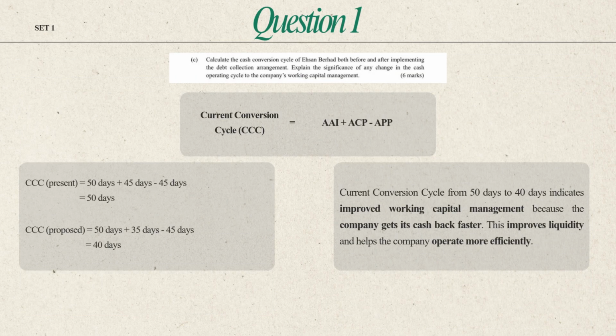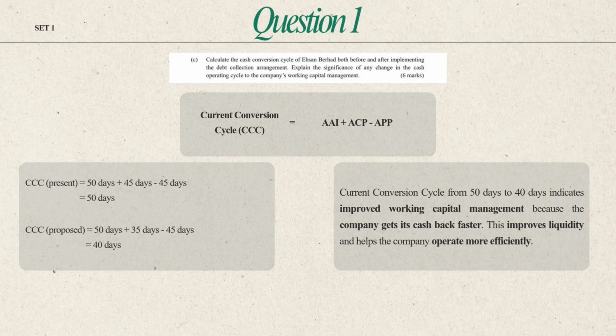For part C, we calculate the cash conversion cycle, the procedure including finding the inventory period. As stated in the question, the inventory period is half of the receivable period. Second, we will identify the payable period, which is given as 30 days.